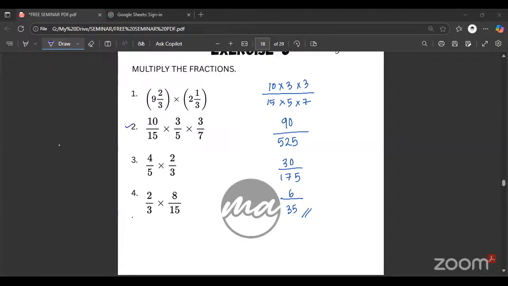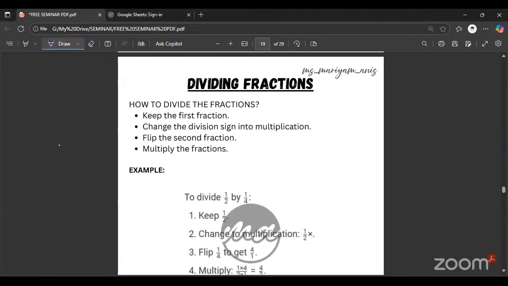Okay. Then let's move on. Now it comes to dividing fractions. First thing you have to do is keep the first fraction, change the division sign into multiplication, flip the second fraction and multiply the fraction.